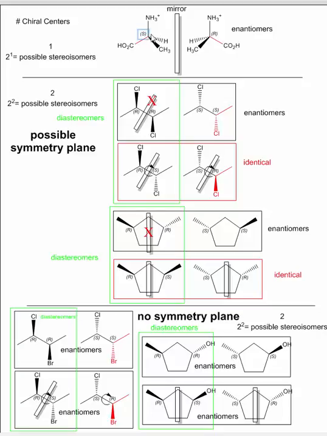If this were S with the H pointed to the back, which is priority number 4, this would be the R. And clearly these are non-superimposable. I cannot take this molecule up out of the plane and twist it and turn it in any way to get it to superimpose on this. So these are enantiomers, mirror images of each other. Non-superimposable mirror images. So now, if I have two chiral centers, it gets more complicated.